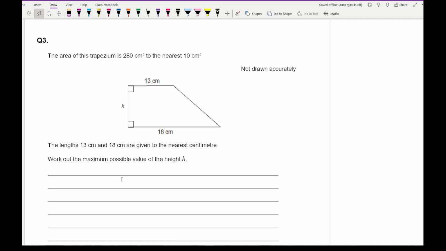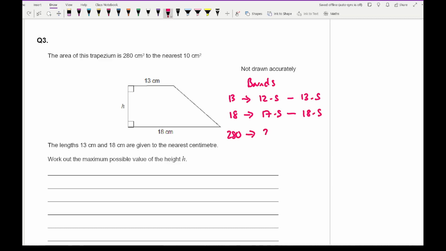So for this, what we need to do is, first of all, look at the bounds of each of those lengths. Here we've got 13, so to the nearest centimetre that's going to be 12.5 and 13.5. With 18, that's going to be 17.5 and 18.5. And with the area, which is 280, the upper and lower bound to the nearest 10 is going to be 275 to 285.